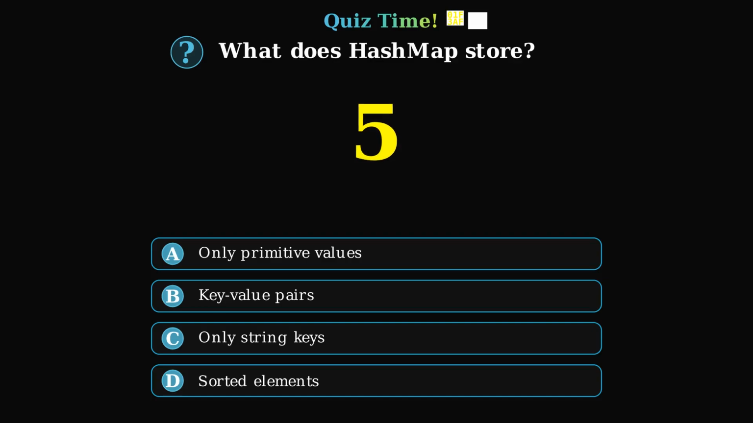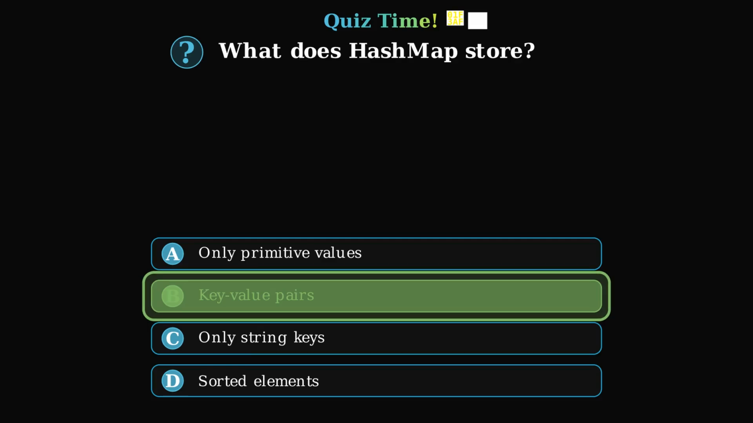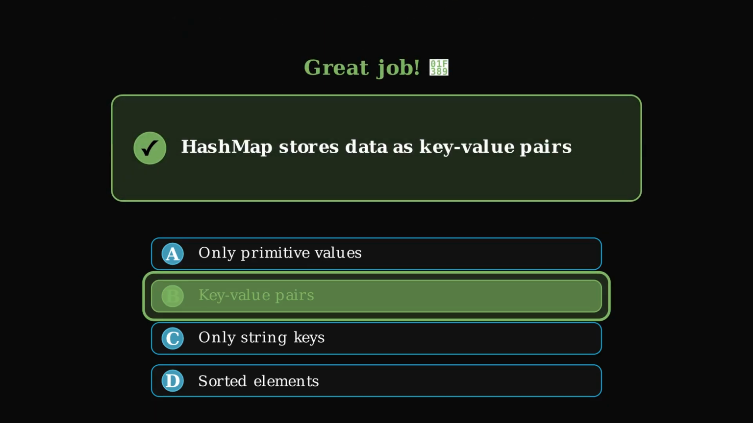Quiz time. Test your understanding. What does HashMap store? Which one is correct? The correct answer is HashMap stores data as key-value pairs.